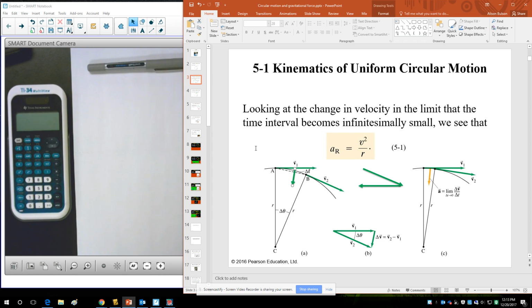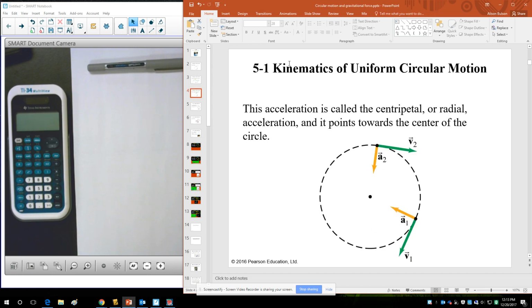I can do this graphical analysis of v2 minus v1 for any pair of velocities anywhere in the circular path, and I always conclude that the acceleration is directed toward the center of the circle. So this acceleration is called centripetal. Centripetal means center-directed or radial acceleration, and it points towards the center of the circle.